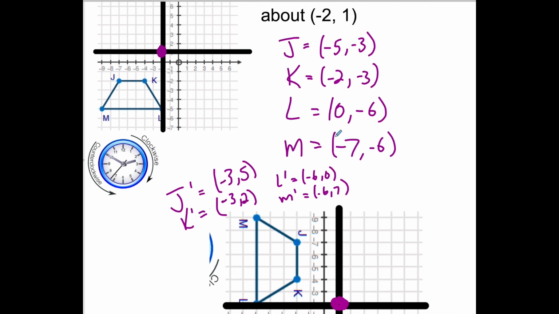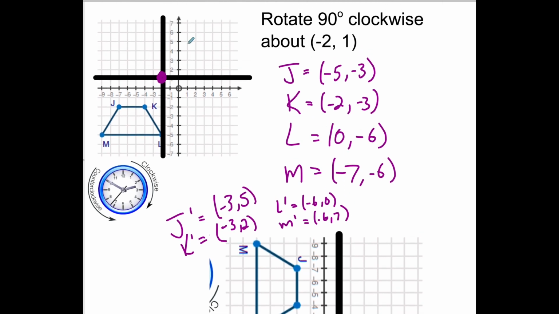So when we rotate back, we come back up here. We're going to replot the points: -3, 5; -3, 2; -3, 6... then 7, and -6, 0. This is our transformed shape. So we're going to draw in our transformed shape.